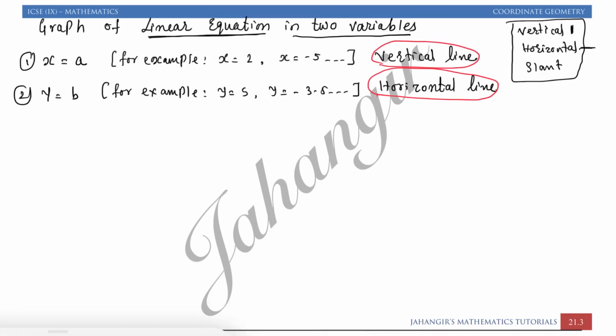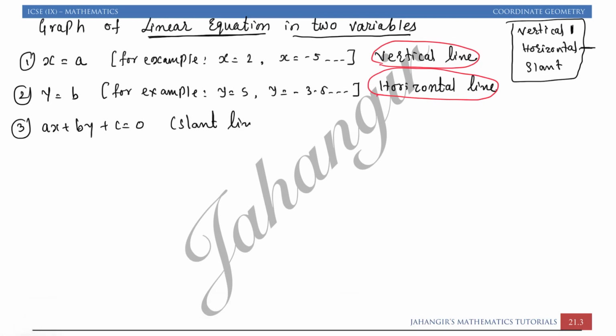And third is the main equation, the standard form, in which we have both x and y variables, just like ax plus by plus c is equal to 0. This is the general form of a linear equation in two variables. This is always in the form of a slant line. So you understood, here we have three types of linear graph. One has only the x variable, another has only the y variable, and the third has both x and y variables.